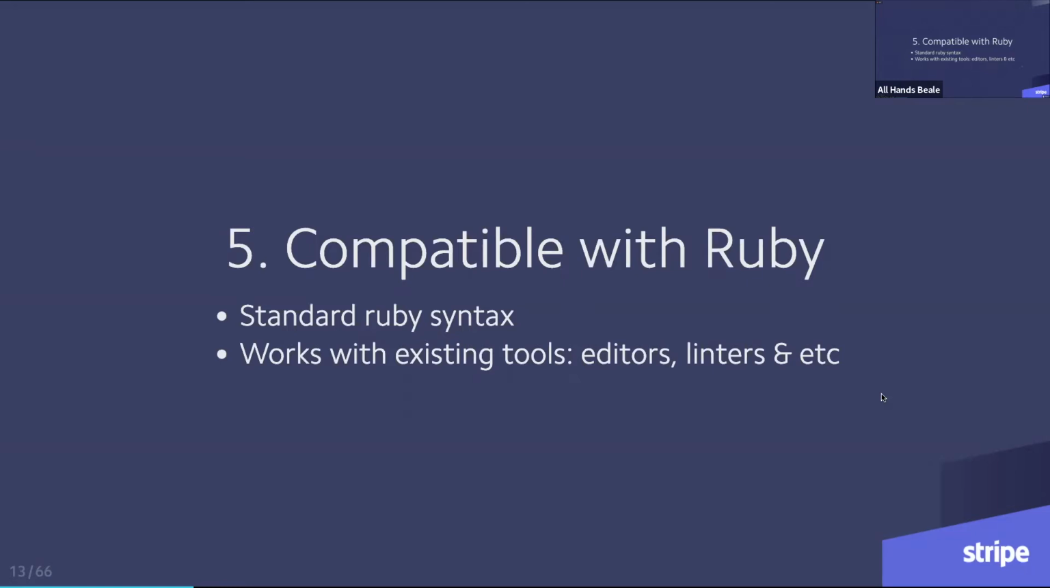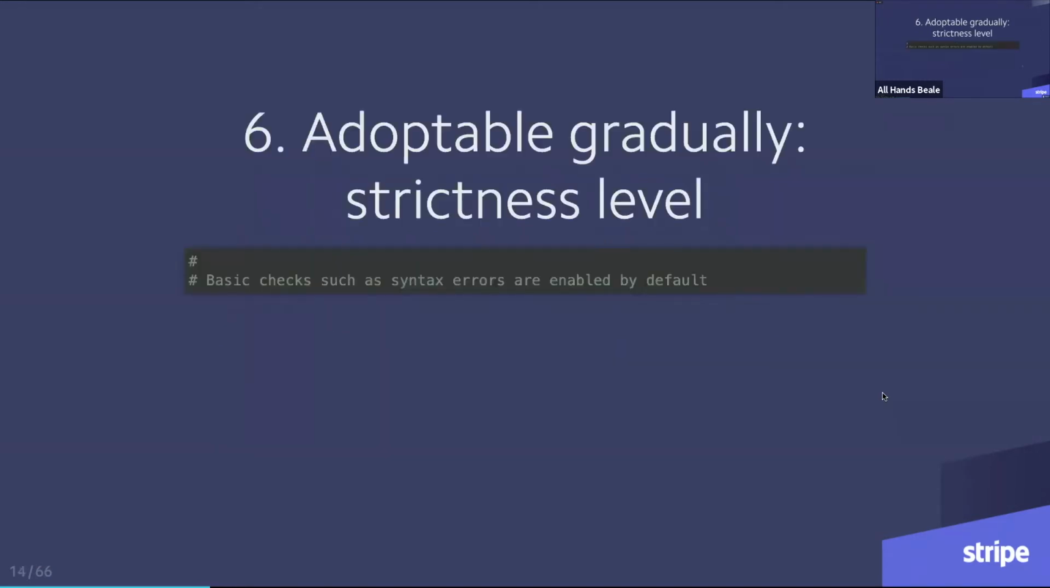But we tried with other companies and now we know that it works for them too. So now Sorbet is open source. More than 50 companies are using it. They're finding bugs with it. Many of them are super happy with it. Others are still in the process of adopting it.